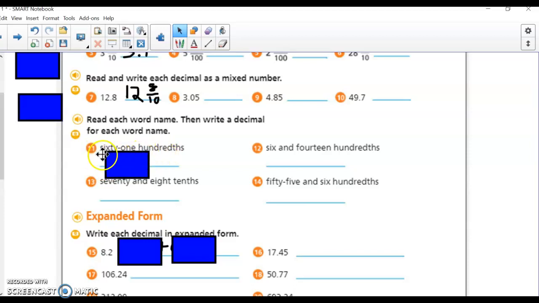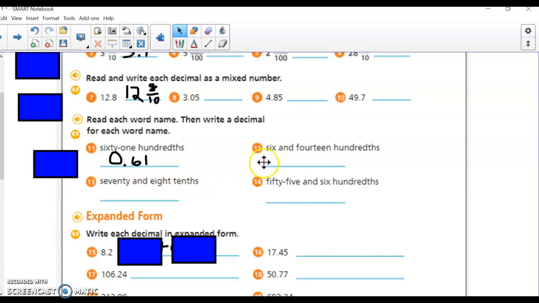Oh, I don't have a whole number. There's no and, so it's 0 and 61 hundredths. So I would write 0. My decimal is and 61 hundredths. Well, it says hundredths, so my last number needs to be in the hundredths. 6 is in the tenths. The 1 is in the hundredths.